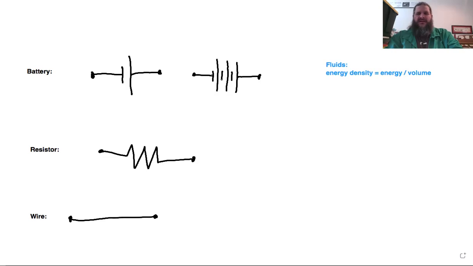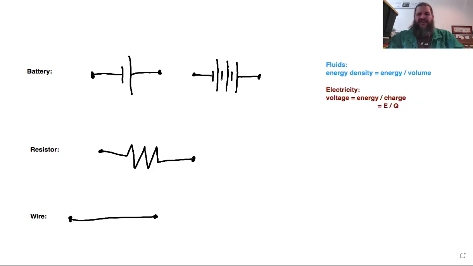Energy density in electrical circuits means energy per unit of charge. That is E over Q. So E represents energy, capital Q, or sometimes lowercase q, represents charge. And we call that voltage.